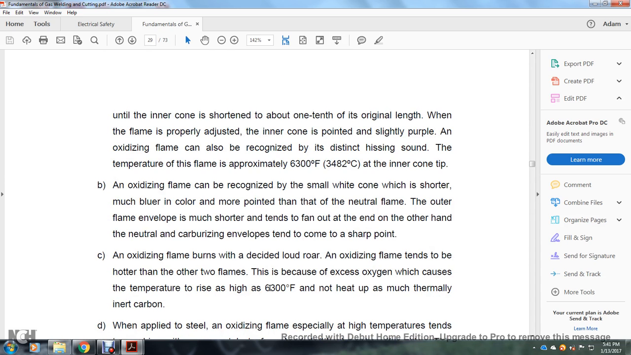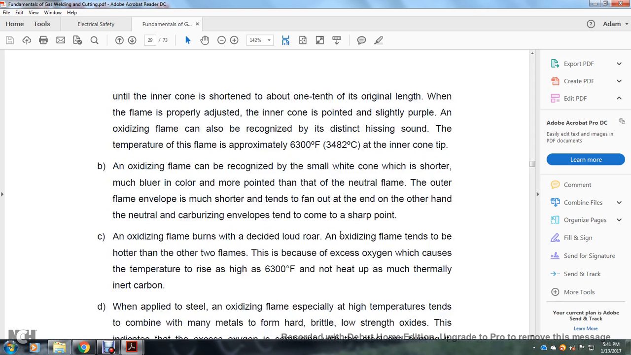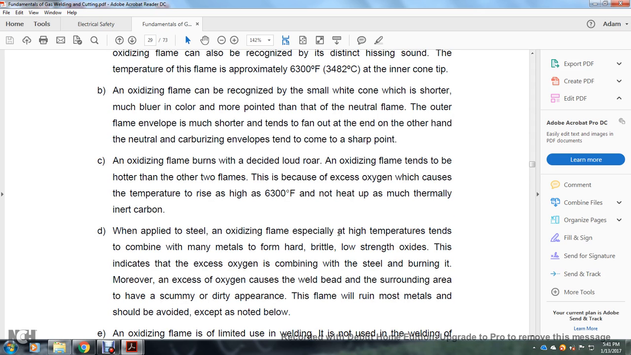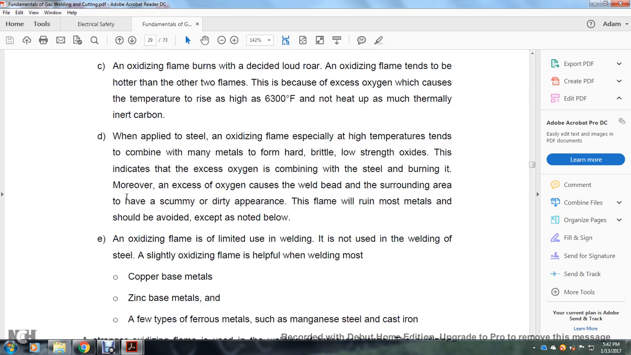An oxidizing flame can be recognized by its small white cone, which is shorter, much more blurred in color, and more pointed than a neutral flame. The outer flame envelope is much shorter and tends to fan out at the end, whereas the neutral and carbonizing envelopes tend to come to sharp points. An oxidizing flame burns with a decidedly loud roar. The oxidizing flame tends to be hotter than the other two flames. This is because the excess oxygen causes the temperature to rise to 6,300 degrees Fahrenheit, since it does not have to heat up the thermally inert carbon.